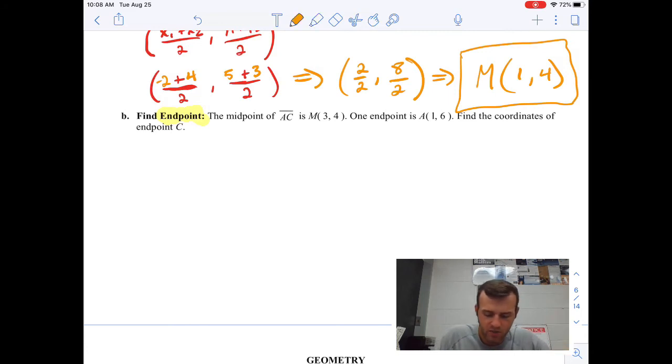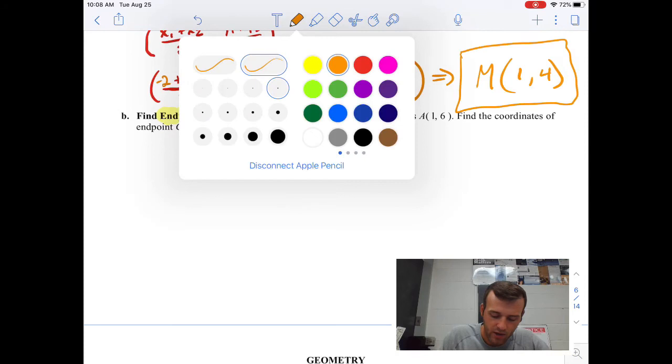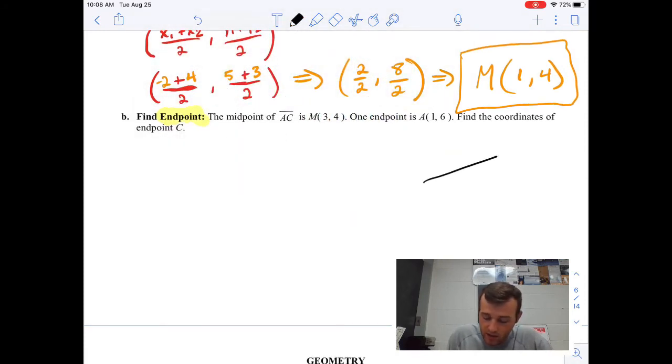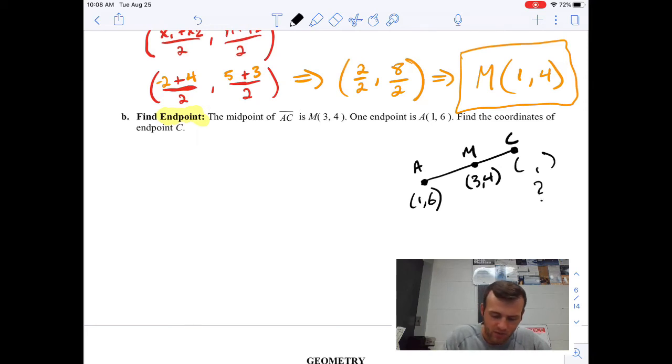So first I'm just going to sketch a picture for you guys to see what we've got going on here. We are given a segment, and this is not going to be perfectly to scale with the coordinate plane. I'm just trying to give you a sketch so you can visualize. They say that of this segment AC, they found the midpoint M. We are given M is (3, 4), and we're given A is (1, 6). I just want to show you that what we are looking for here is the coordinates of point C.